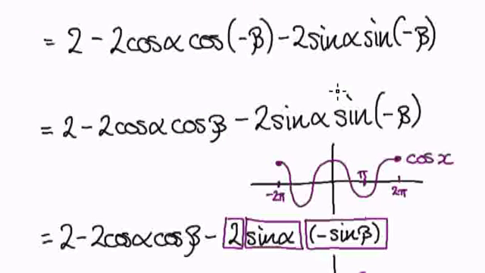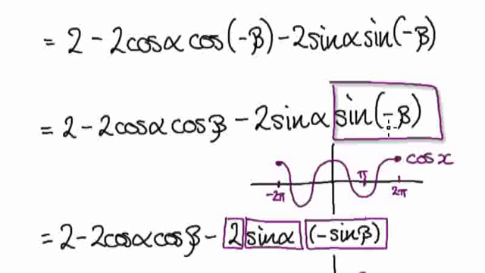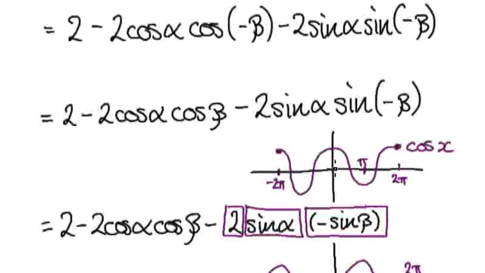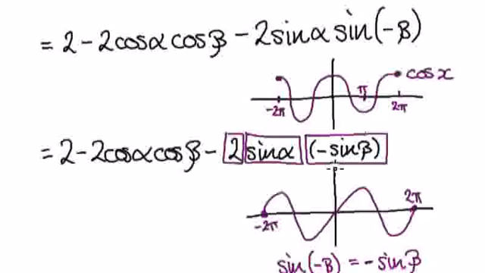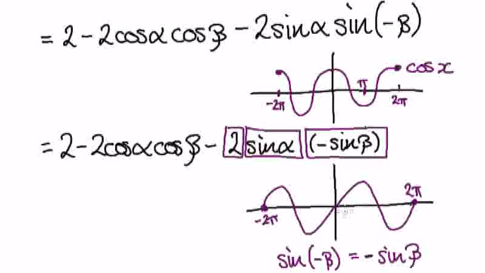Now consider sine of minus beta. If you look at the sine graph, it looks like this. You start at 0, then it goes up and then down here. The sine graph is an odd function. So sine of minus beta is the same as finding sine of beta and then sticking a minus in front of it.